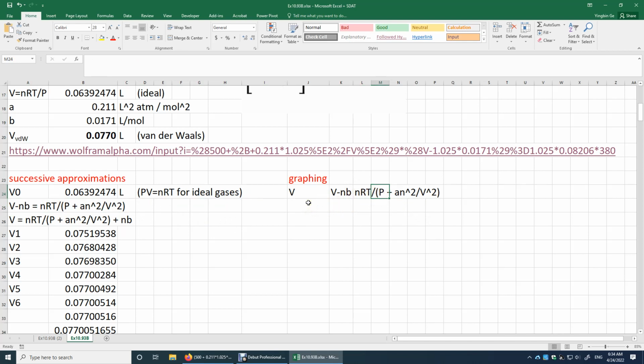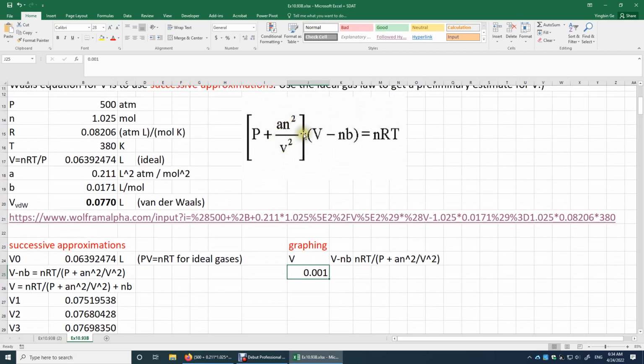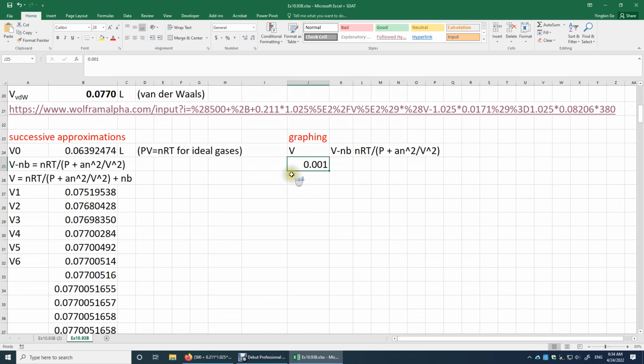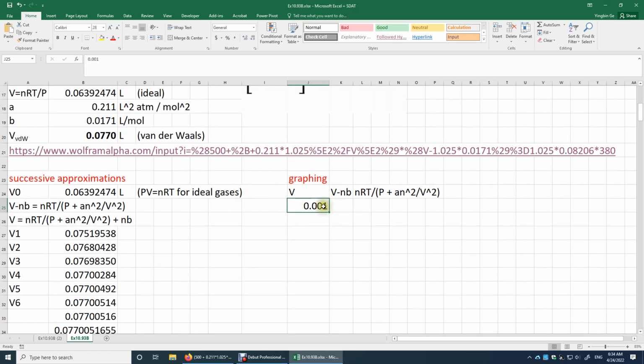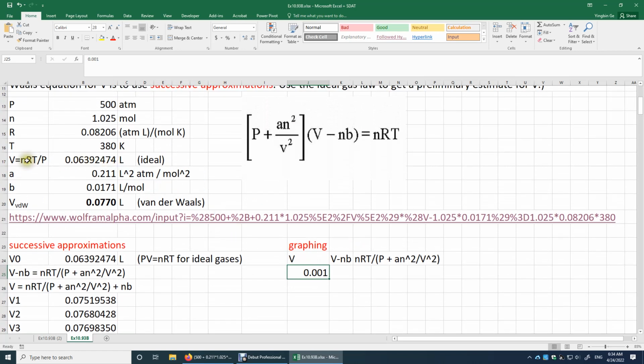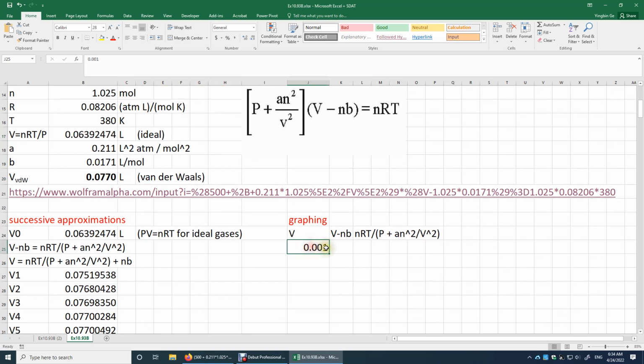So basically, I'm gonna provide some initial values for this V, starting from 0.001. Why don't I start from 0? Because if you start from 0, this guy will be infinity. You're not gonna be able to plot infinity. And then what's the range? Honestly, I don't know. I need to compute an initial calculation using PV equals nRT, so that I have a rough idea about the value of volume. It's gonna be 0.064. So what I will do is go from this very small number to a very big number, to provide a range wide enough so that the correct answer should be within the range.